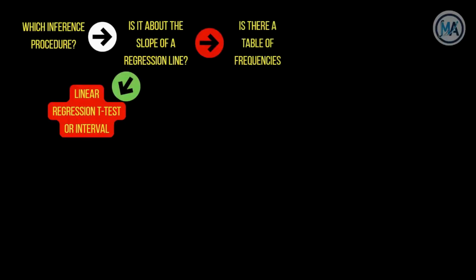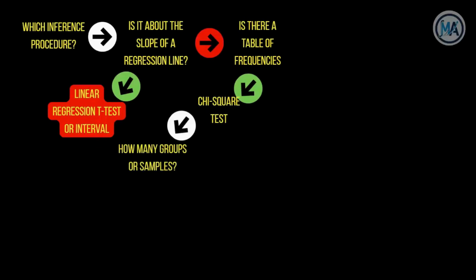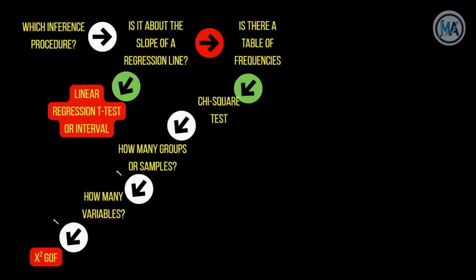If it's not, then the next question you want to go to, is there a table of frequencies? If there is, then here's what you do next. You know it's got to be a chi-square test, but you have to ask yourself, how many groups or samples? If there's just one group or sample, then you have to ask how many variables in that group or sample. If it's just one, then you know it's got to be a chi-square goodness of fit. If it's two, then you know it's got to be a chi-square test of independence.